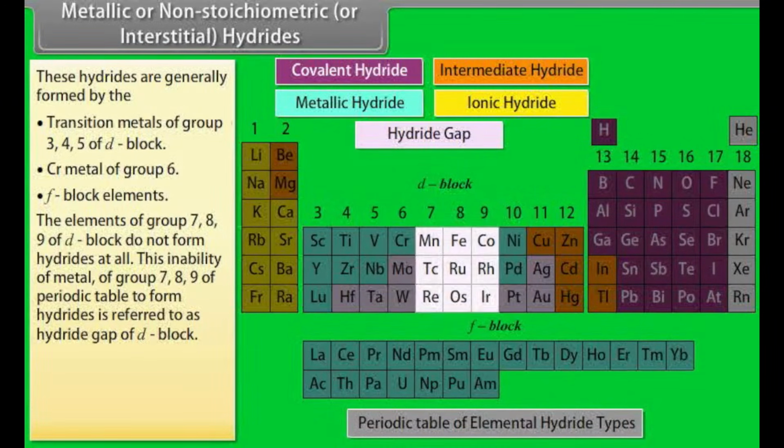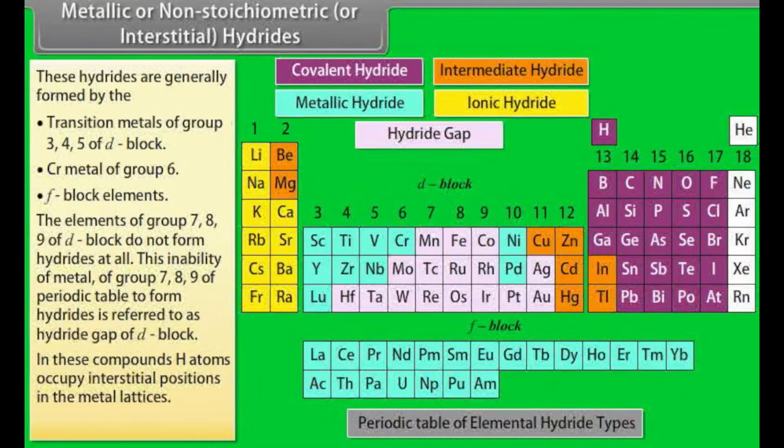gap of the d-block. In these compounds, H atoms occupy interstitial positions in the metal lattices. For example, ScH2, LaH2.87.